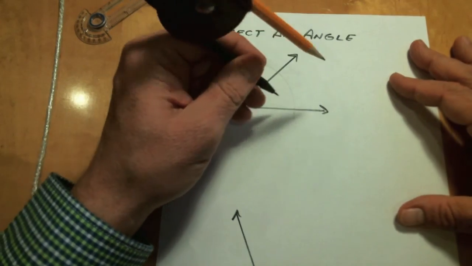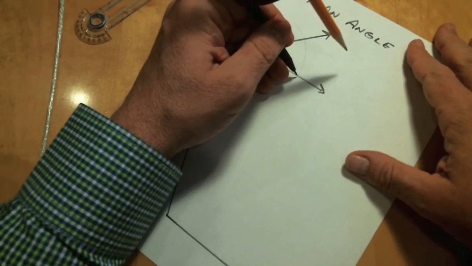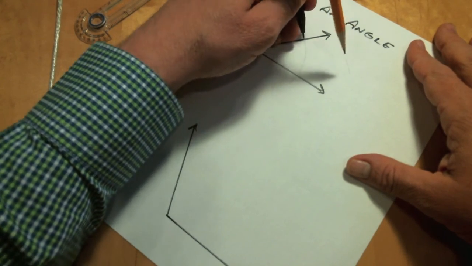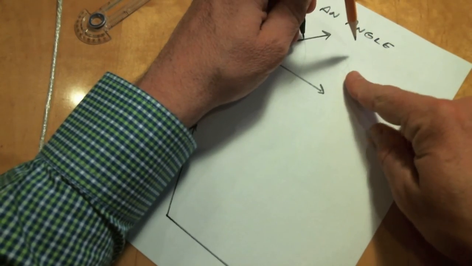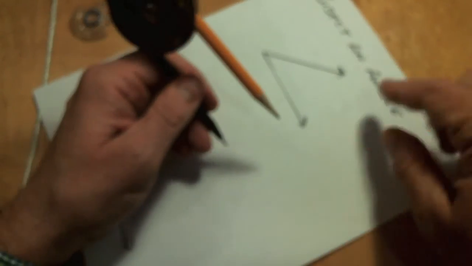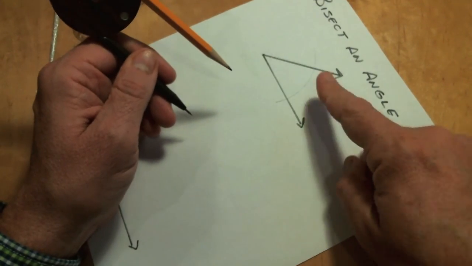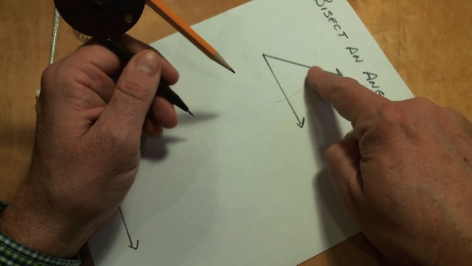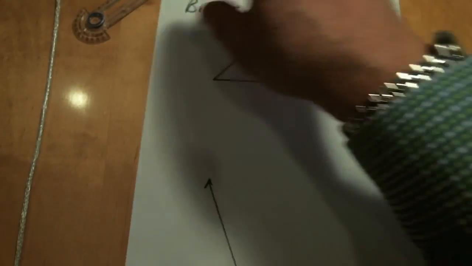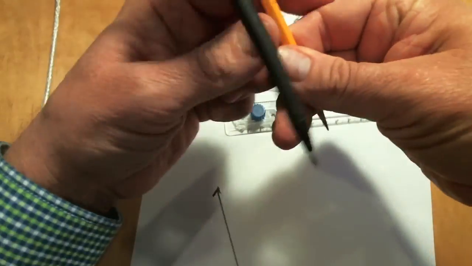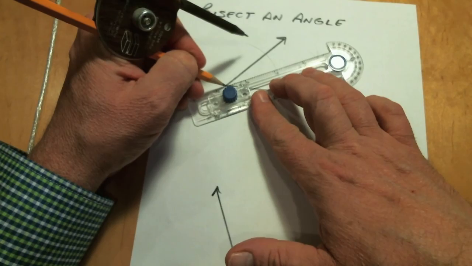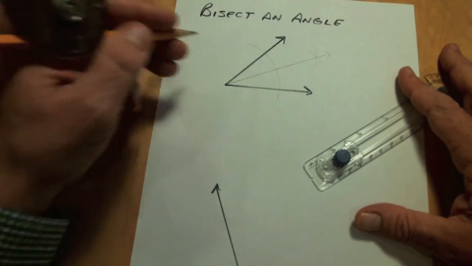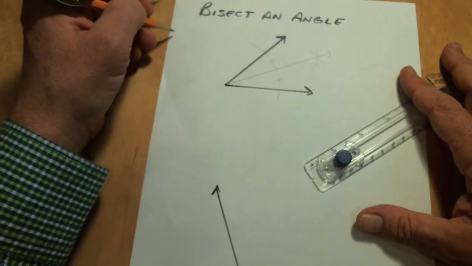Then you're going to take your compass with that same setting, and you can make it smaller if you need to. You're just going to strike above, go over to the other side, strike the same arc. So you need to get these two arc connections up here. Put my compass where the arc here crosses this one and this one. Now I'm just going to simply take my straight edge and draw it through that connection, and I've bisected my angle. These two angles are now congruent.